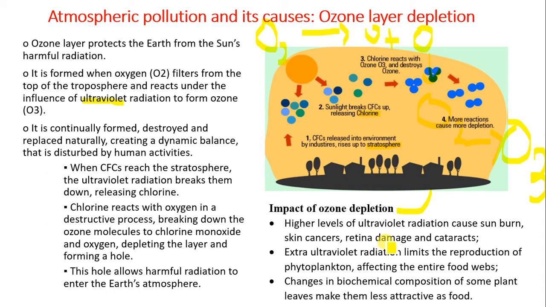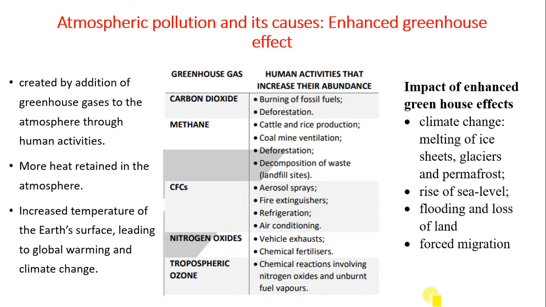One, high levels of ultraviolet radiation cause sunburns, skin cancer, retina damage, and cataracts. Extra ultraviolet radiation limits the reproduction of phytoplankton, affecting the entire food web. It also leads to changes in the biochemical composition of some plants, thereby making their leaves less attractive as food. Next, we'll look at atmospheric pollution and its causes.